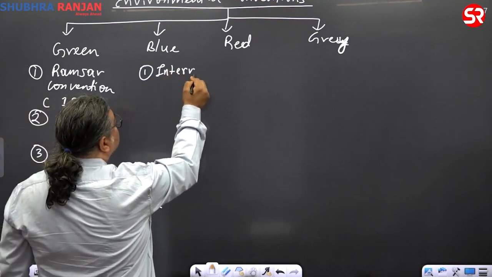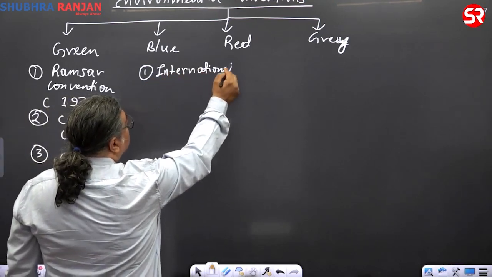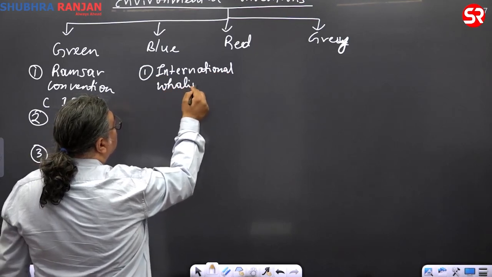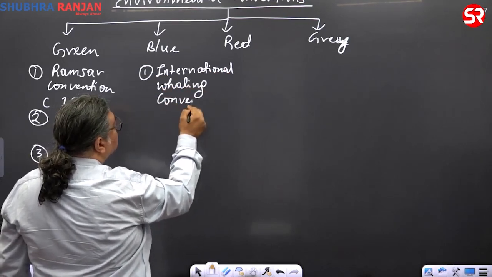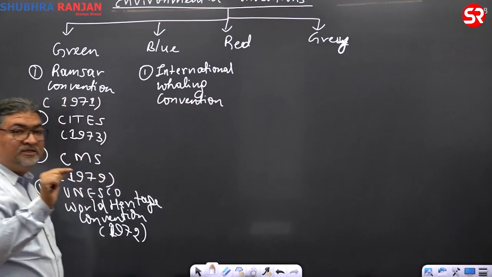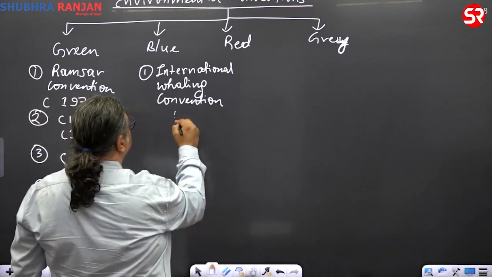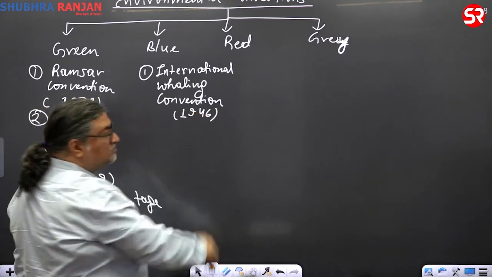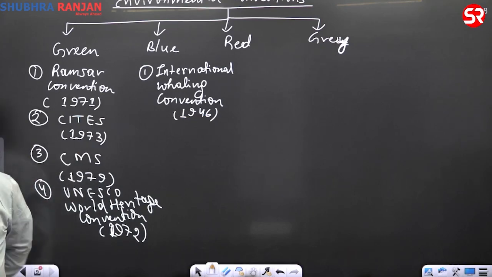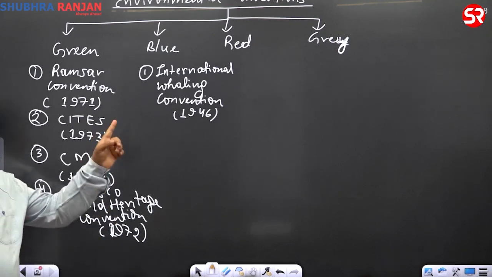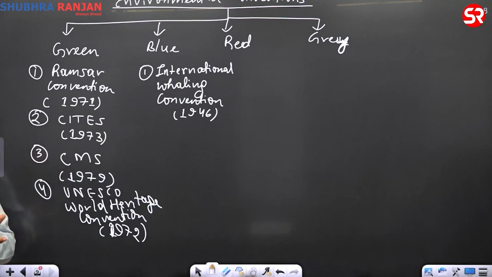So here you can write, first, this one, the International Whaling Convention, is the oldest one. Under this, there is a body called the International Whaling Commission. But when you say International Whaling Convention, it's a very old one, 46. Why have I kept it blue? Because we are talking about whale. What is the habitat of whale? Sea and ocean. But again, it is linked with green. Why green? Wildlife, their protection.